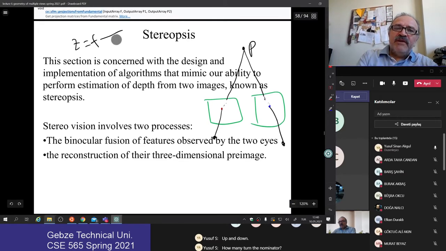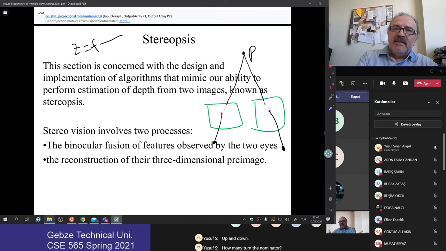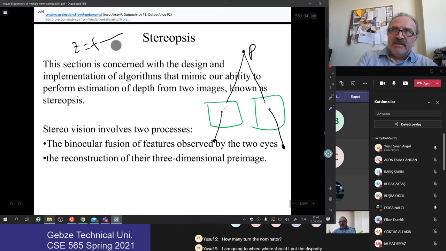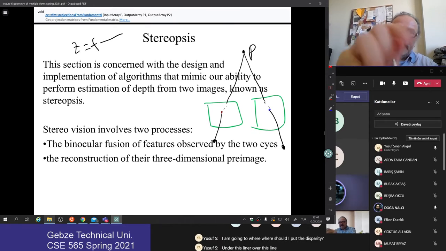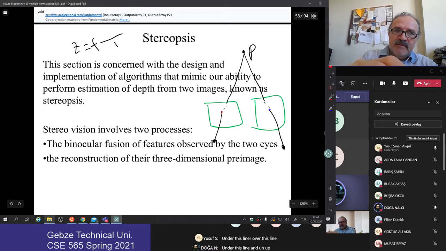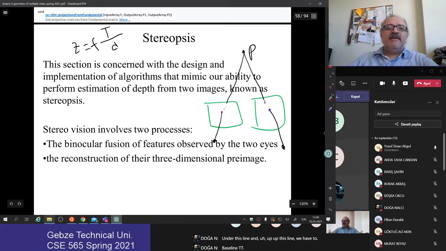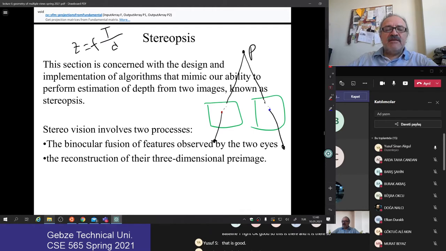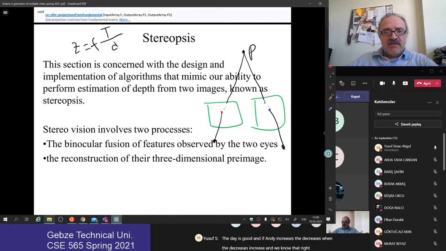Where should I put D, disparity? Under this line or over this line? Under this line and up this line, we have baseline T, right? Okay, good. So D is there and T is there. So the T is good. D is good. And when D increases, Z decreases. When D decreases, Z increases. And we know that, right? So that's good.